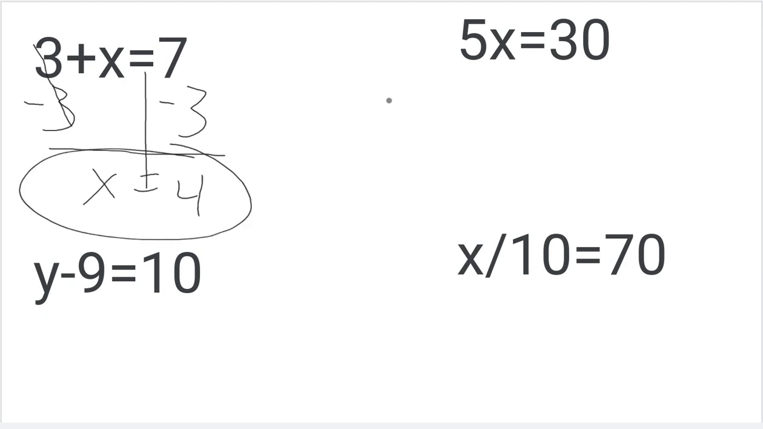So I know that some of you are like, well, Mr. Gardner, I can just see that it's 4 because 3 plus 4 is 7. We are practicing this skill, so then when we get into harder problems, we already have this habit.